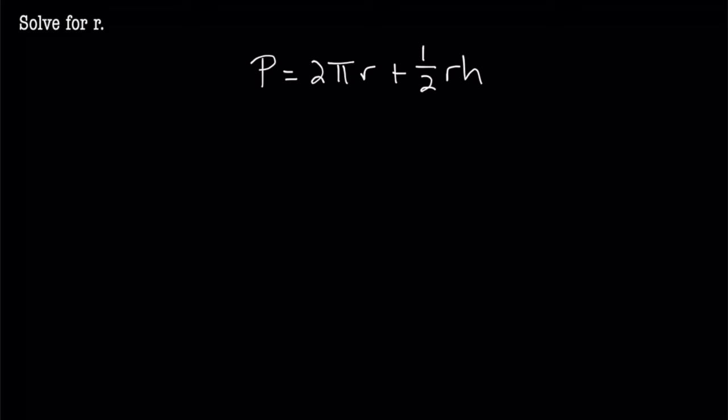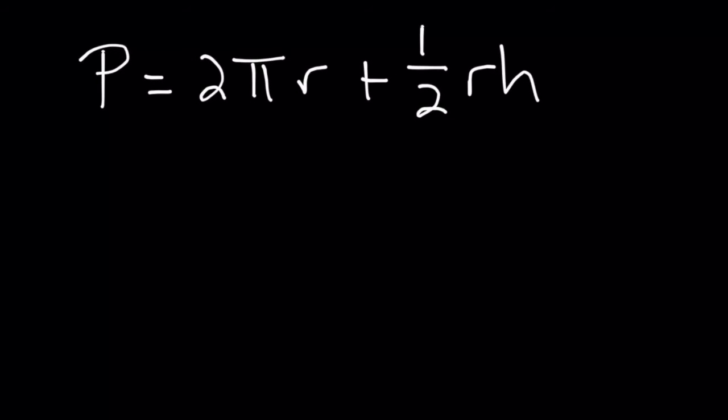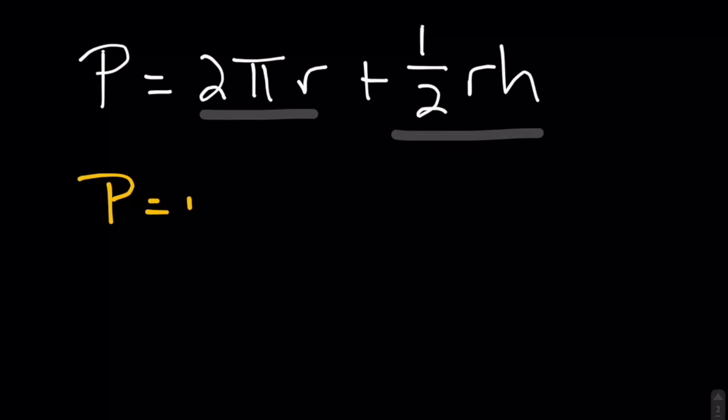As it is, it's not immediately apparent what we should do first when we have a value to plug in for r. But if you were paying attention at the beginning, you might have an idea of what to do. Looking closer, you'll see that both terms have an r in common, both in 2 pi r and 1/2 r h. When your terms got something in common, factor it out. So we're going to have r times (2 pi plus 1/2 h).